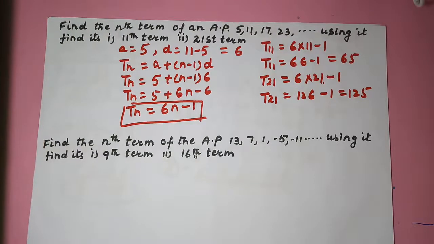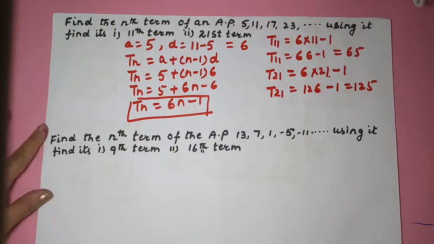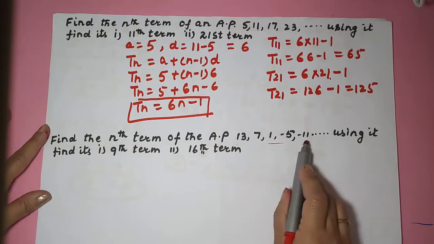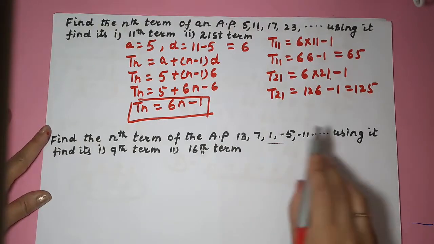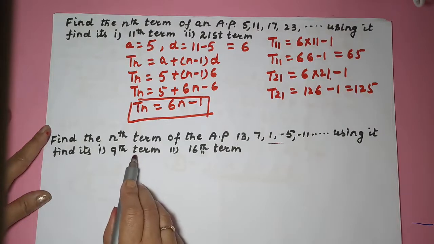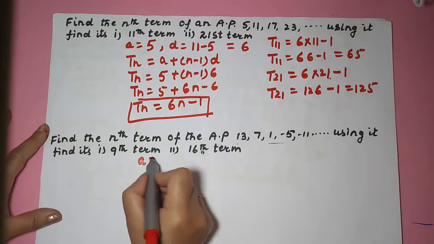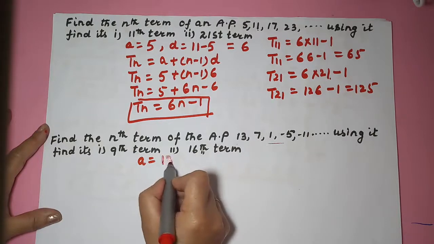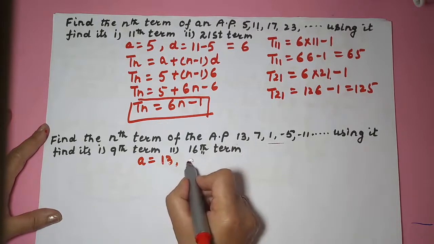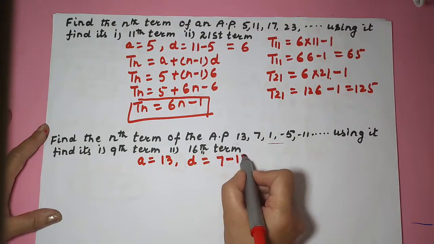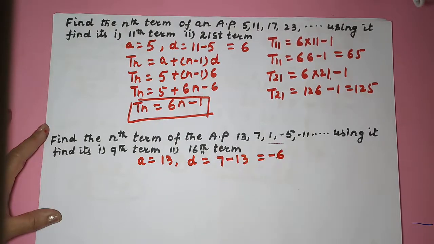Similar kind of question here. He's saying find the nth term of this AP. Now this is confirmed, this series is AP. Using that nth term, find its 9th term and 16th term. So we need to find out what is A. A is 30. Then we will find what is D, the common difference. T2 minus T1, 7 minus 30, which is equal to minus 6.